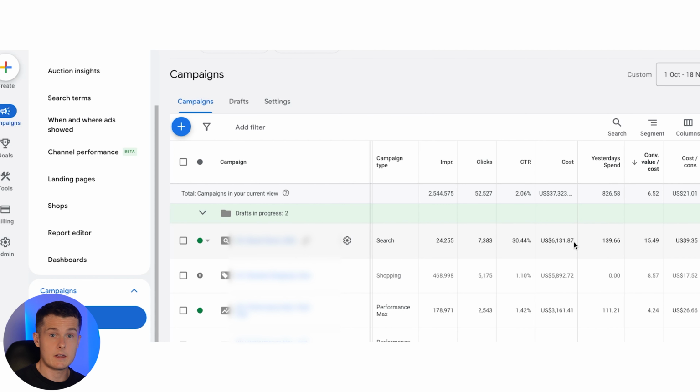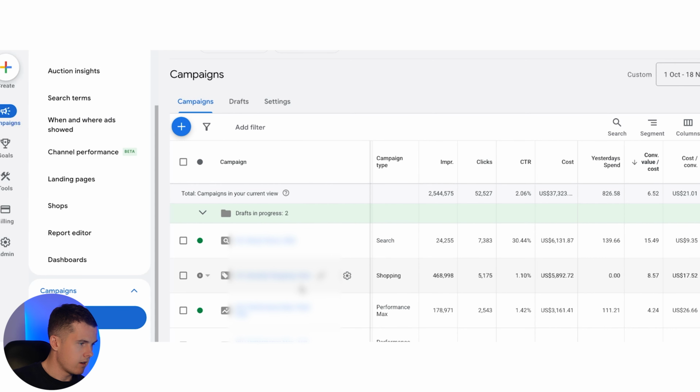So I want to show you what this looks like inside a real account. In this account, we have a branded search campaign, a branded shopping campaign, 2 performance max campaigns, and a non-branded shopping campaign. These have been sorted in order of conversion value divided by cost, or ROAS. Our branded search campaign here has a ROAS of 15.49.